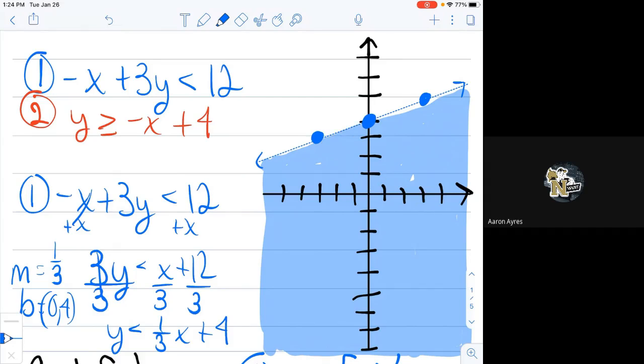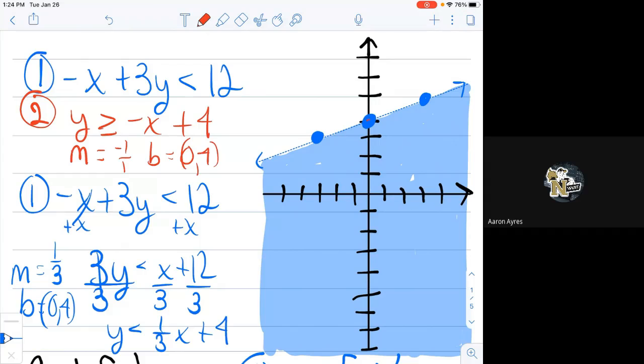And then we do the other one. Wait, we have another one? Yeah, there's 2. We only graphed 1. Now you have to graph 2. Okay. So on number 2, it's already in slope-intercept form, so just graph it. Your slope is -1 over 1. Your intercept is 0, 4.